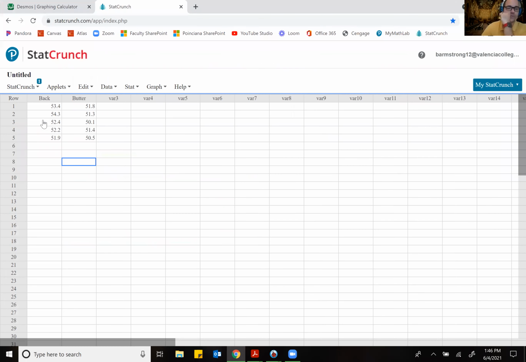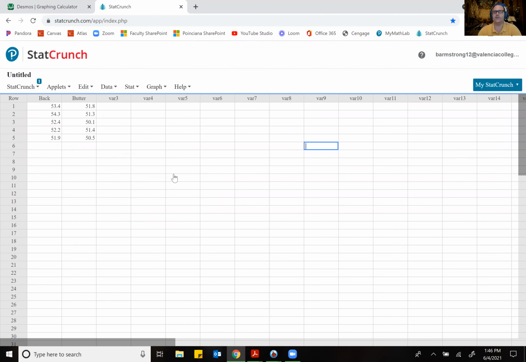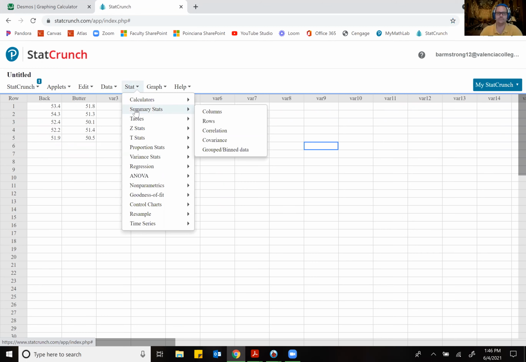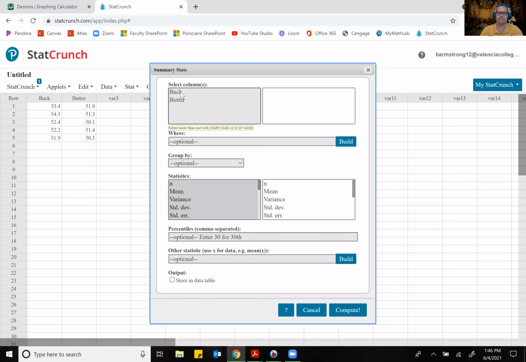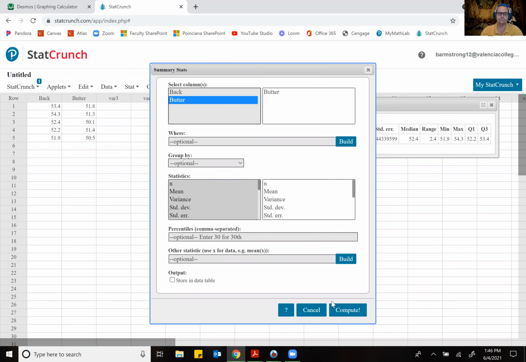So here's our data for the back and the butter. Where am I going to go to find mean and standard deviation? You guys remember? Go to Stat, Summary Stats, then what? Columns. Columns. And we'll select back and hit compute. And then we'll do that again, and then we'll select the butterfly. So Stat, Summary Stats, Columns, butter, compute.